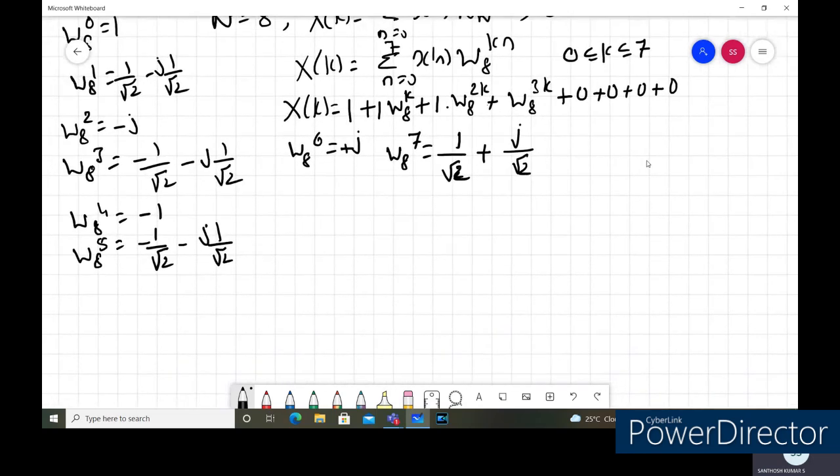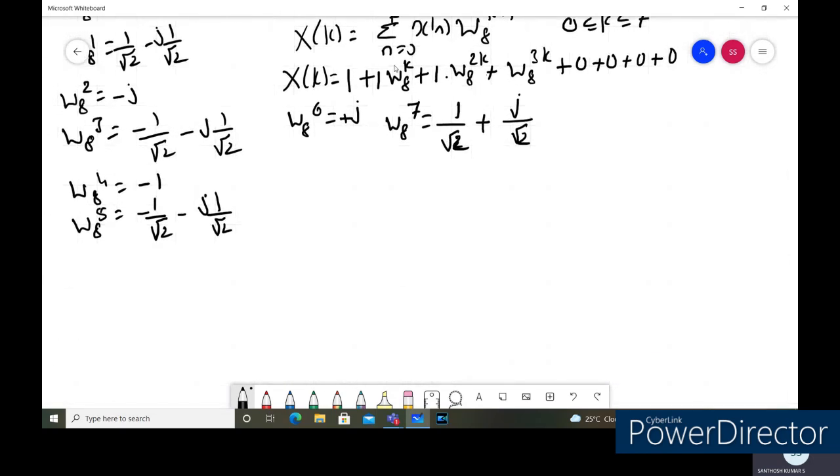So by making use of these Twiddle factor values, let us substitute k is equal to 0, 1, 2, 3, and let us find out the values for x of k. We can substitute here. So what shall we do? Let us substitute k is equal to 0 in this one. So x of 0 we will get here.